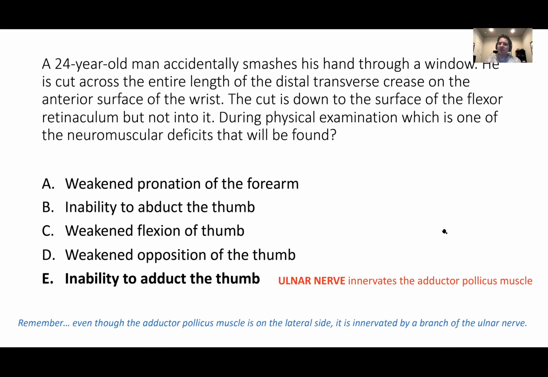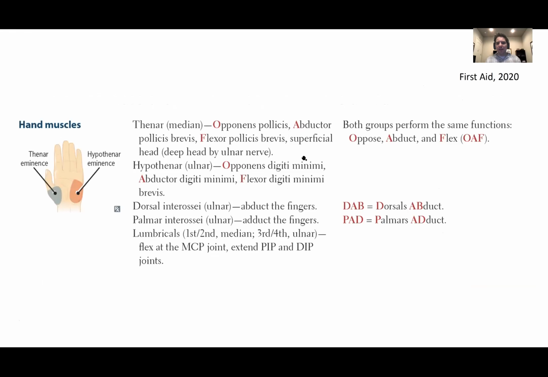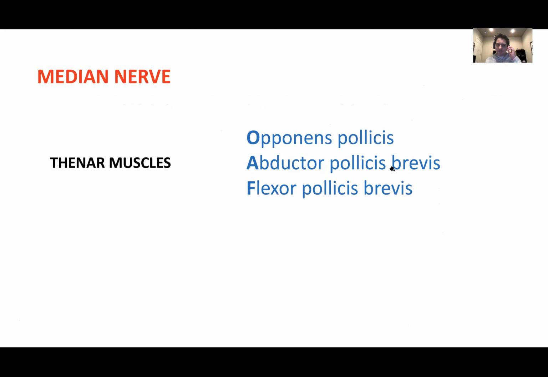So this is one of those exceptions they can throw in there to throw you off, because you're thinking thumb side, but actually the ulnar nerve has a little branch that helps with adduction of the thumb. Okay, so keep that in mind. And then this is from First Aid, but we're going to talk about this in a little more detail.